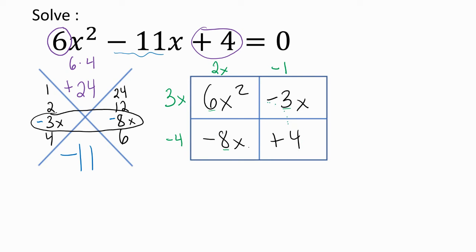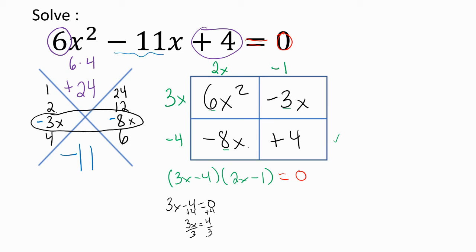And then this is like your double check. Negative 4 times negative 1 is a positive 4, so check, we know that works. And so we're going to put this as a factor, 3x minus 4. And these two on top as a factor, 2x minus 1. And we're going to set them equal to 0 and solve. So we're going to have 3x minus 4 equals 0. Add 4, add 4. So 3x equals 4. Divide by 3. So one of our answers is going to be 4 over 3.